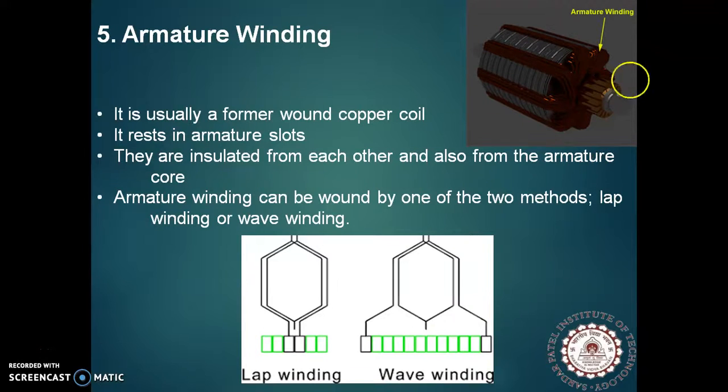Fifth is the armature winding. It is usually a former wound copper coil. It rests in armature slots, and they are insulated from each other and also from the armature core. Armature winding can be wound by one of two methods. One is the lap winding and the second is the wave winding.